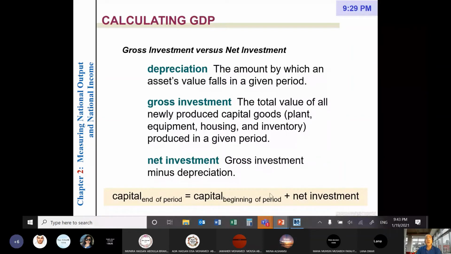First, gross investment: she spent an amount to add new machines. This is gross investment. What is depreciation? All capital goods, all machines, will be depreciated. Let's say simply, the depreciation of the 10 machines, worth as money, equals the value of one machine. So what is the net investment? Two new machines minus depreciation of one machine. So what will be the capital at the end of the year? Capital at the beginning of the year, 10 machines, plus gross investment, two machines, minus depreciation of one machine. So capital at the end of the year equals 11 machines.